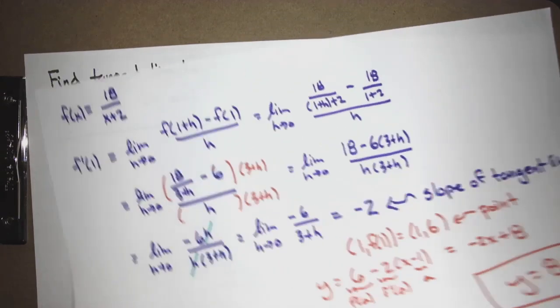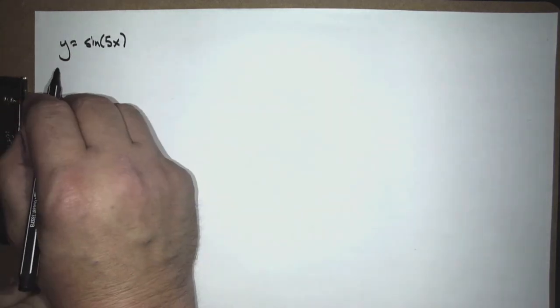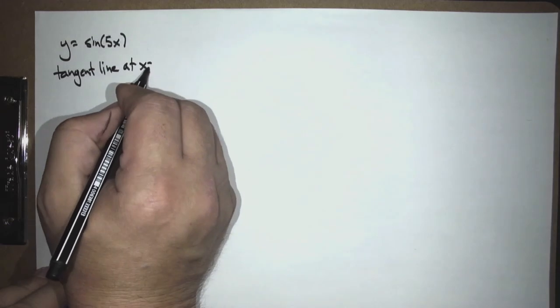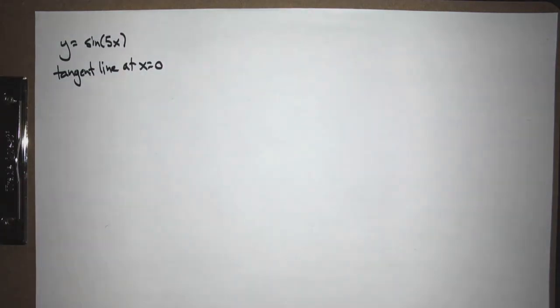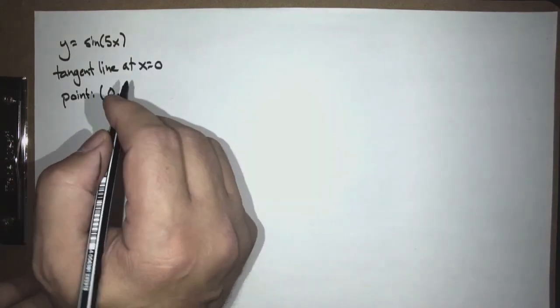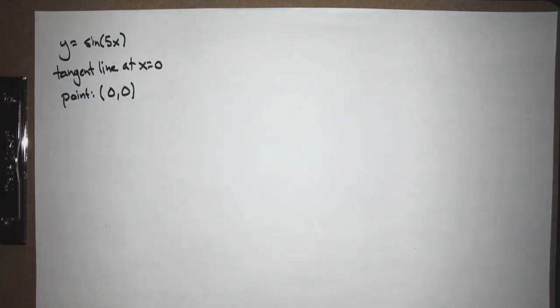Okay, let's try another one. A more straightforward one, I hope. What about the following? Y equals sine 5x. And find the tangent line at x equals 0. Okay, so can you tell me about the point that our tangent line will have to pass through? What's our point? 0 for our x, but what's our y value? Also 0. Okay, so that's pretty good. Point is 0, 0. So what else do we need?